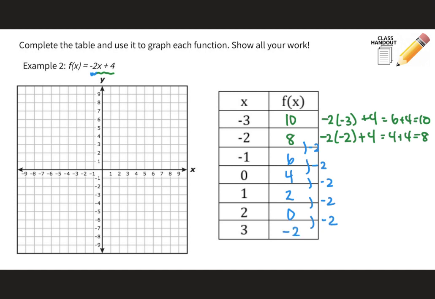All right, so now we have our points. So these are all going to fit on my grid. So I'm going to go ahead and plot all of them. So starting with -3, 10. That's going to be up here. I have -2, 8. -1, 6. 0, 4. 1, 2. 2, 0. And 3, -2. And then we're going to connect our points, again with arrowheads, because we know that it continues on to negative infinity and positive infinity.